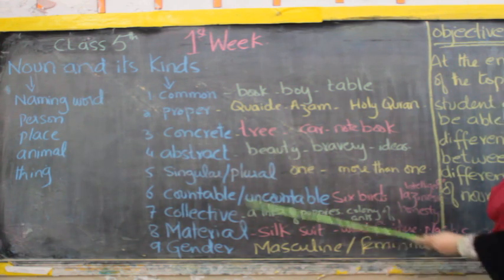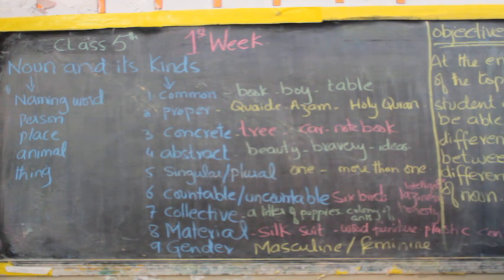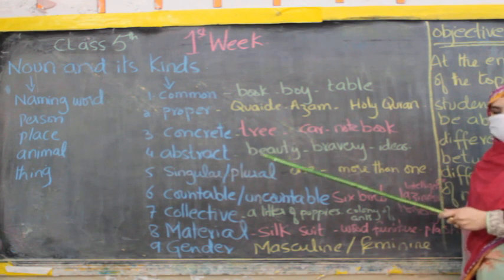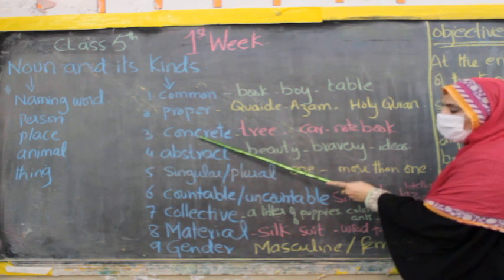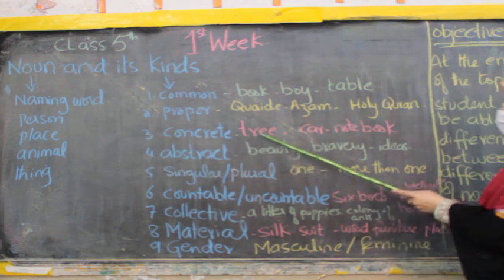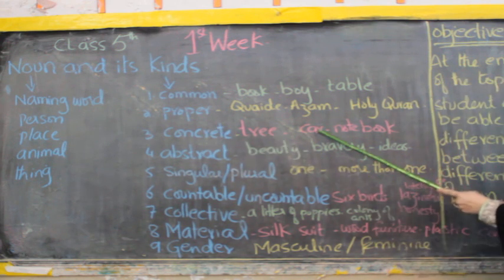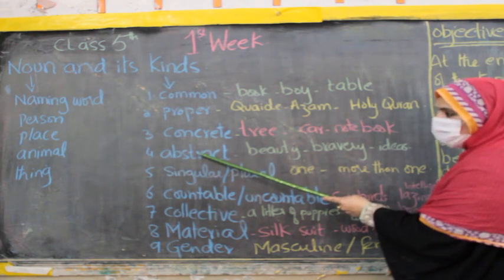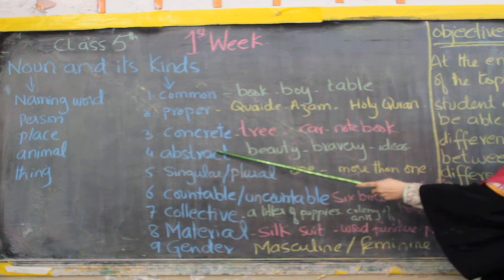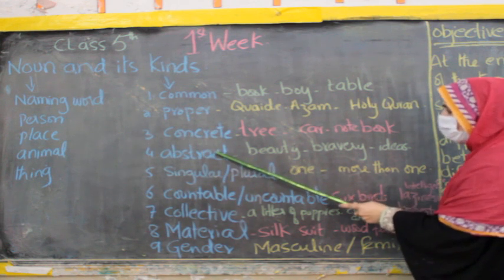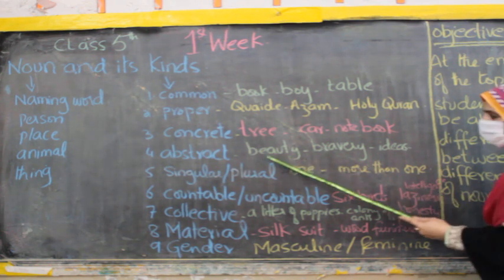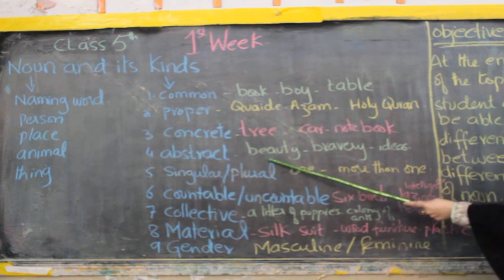The third is concrete. Now we need to understand what is the difference between concrete and abstract. Concrete is something which we can touch. The things which we can touch are called concrete noun. Example, we can touch a tree, we can touch a car, and we can touch a notebook. On the other hand, abstract is something which we cannot touch, but we can feel it. The examples are beauty, bravery, ideas. These things cannot be touched, they can only be felt.